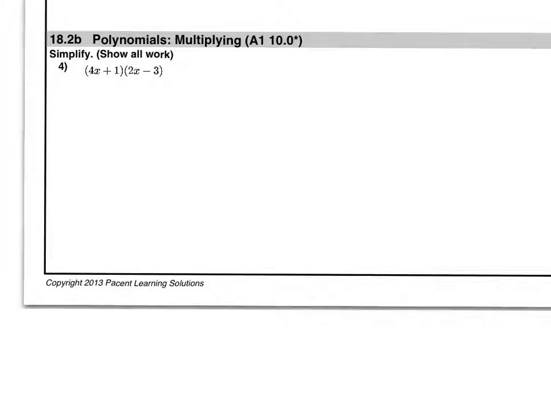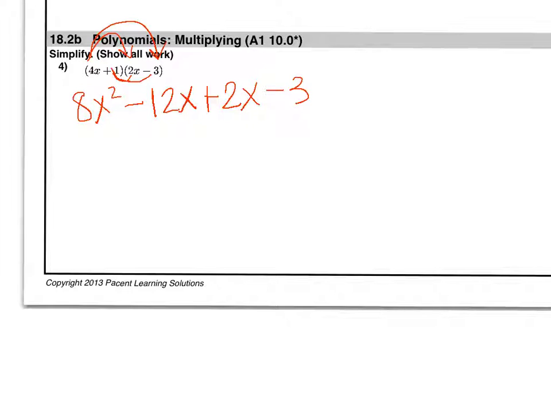This is the foiling. Okay, so we're going to be distributing, double distribution. So 4x times 2x is 8x squared. And 4x times a negative 3 is a negative 12x. 1 times 2x is a positive 2x. And 1 times negative 3 is a negative 3.